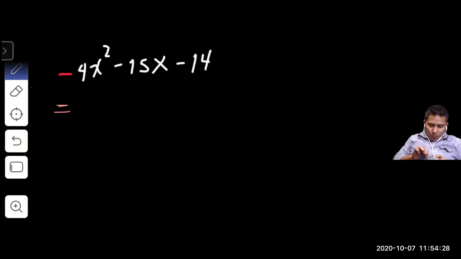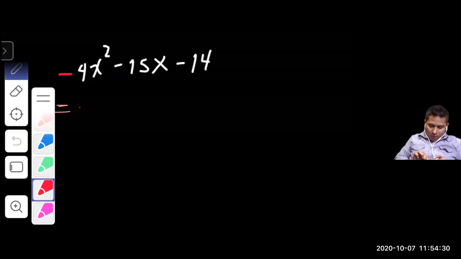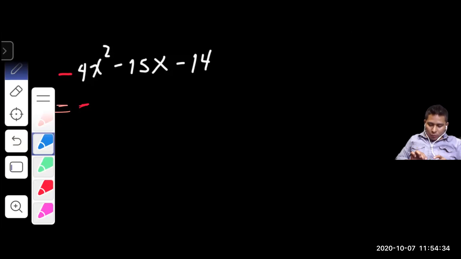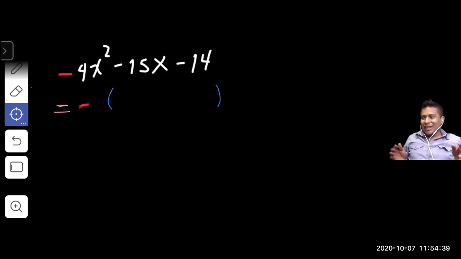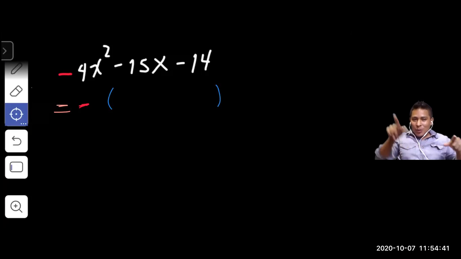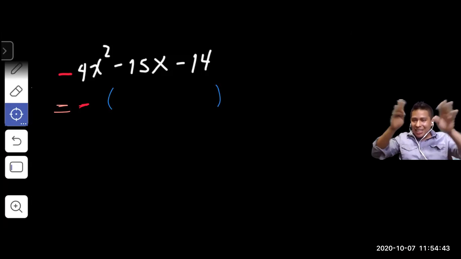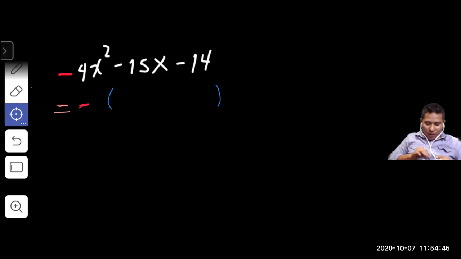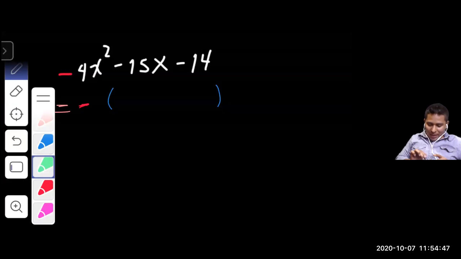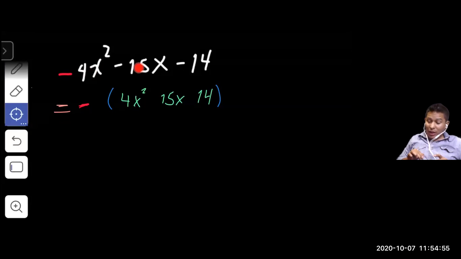I'm going to put this negative as a common factor here. And now, guys, I'm going to put parentheses. Do you remember when we learned how to subtract polynomials? When we have a negative, we change the signs. What I'm going to do, guys, is copy exactly what I have: x squared, 15x, and 14. I just copy all my terms, this x without the sign.